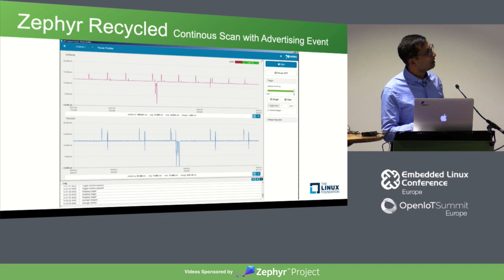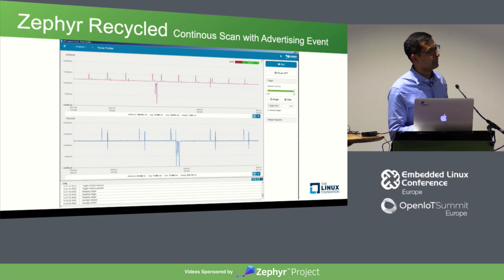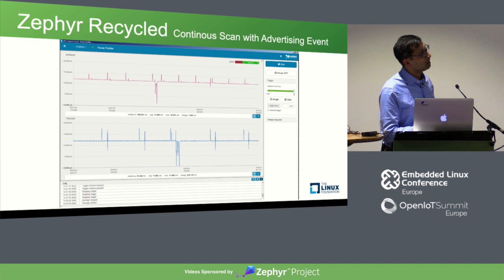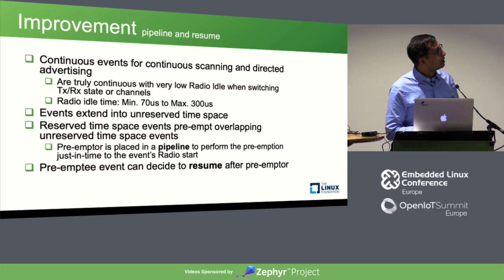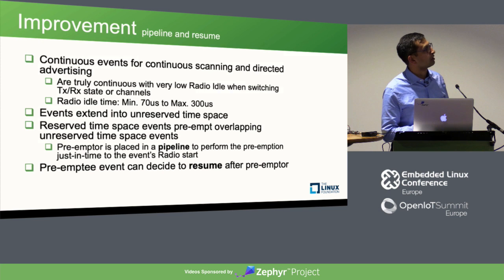But with the new work which I am doing, the scanning basically utilizes very little time to switch channels. It's like from 70 to 300 microseconds to switch the channel to do the scanning, and advertising at the same time is basically pipelined here, and has a resume. So as soon as the advertising is finished, the scanning continues back to back after the advertising. So this means that the radio utilization is higher in the new architecture compared to the old one. These are just the points, like continuous events for continuous scanning and direct advertising are truly continuous.